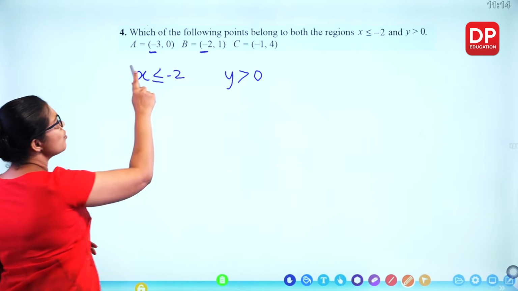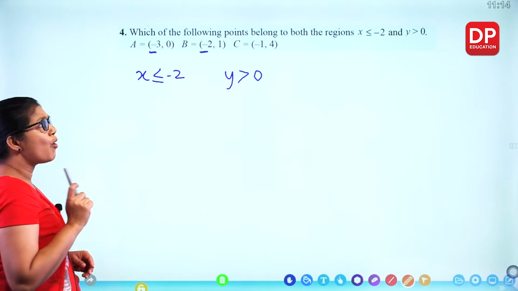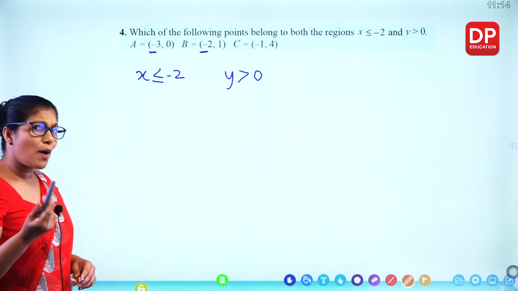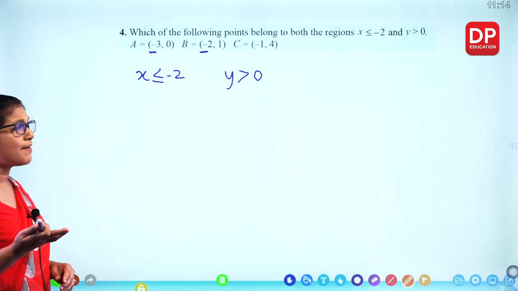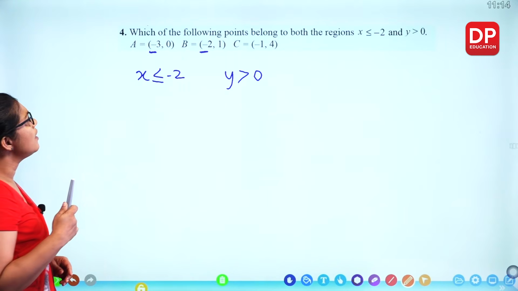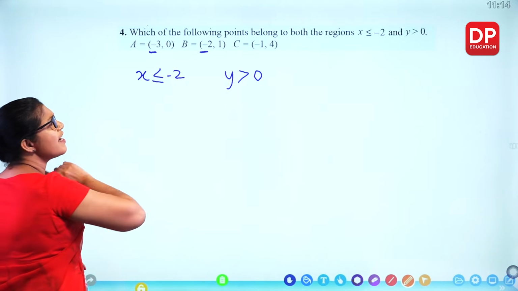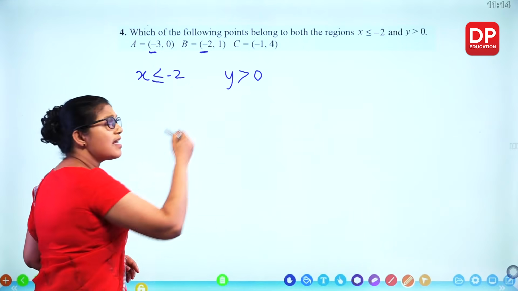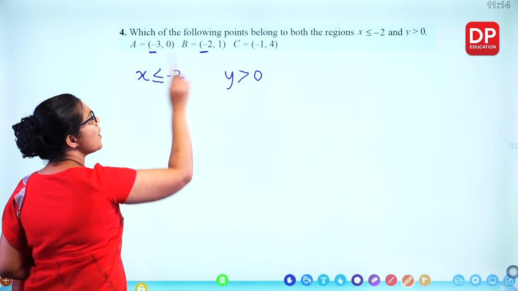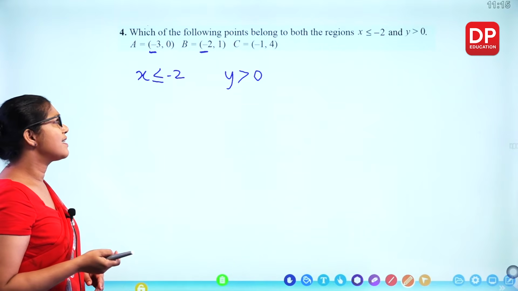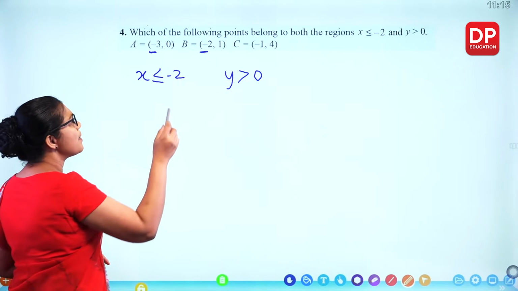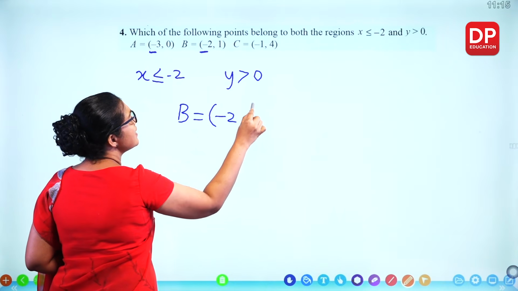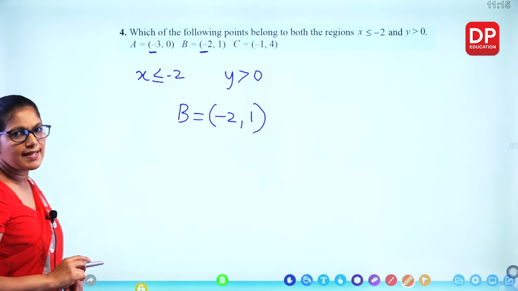Now we'll look at which of these satisfy both. Now it says y is greater than 0. What does y greater than 0 mean? Any positive value. So now we'll look at this one. This is 0. Can we take 0? No, because y is not equal to 0. What about this one? 1. 1 is greater than 0. So that means the B point satisfies both these inequalities.